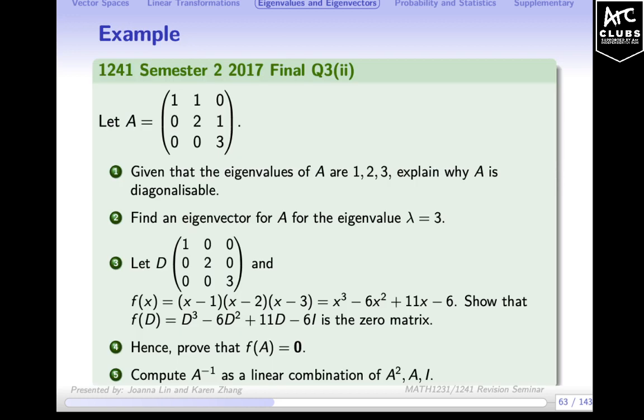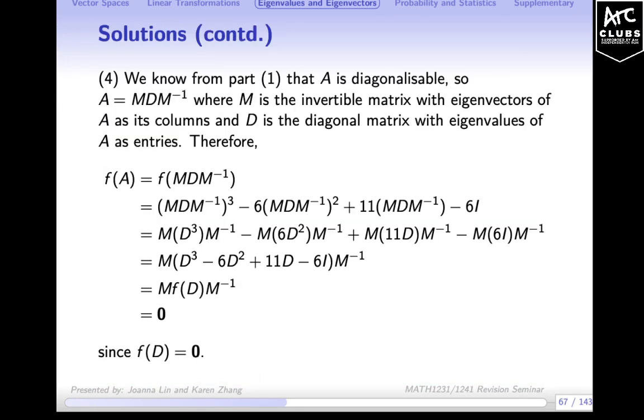Okay, so for question 4, it says, hence prove that f of A is equal to the 0 matrix. Remember what A is? A is this matrix here. So like I said, we're going to use the fact that A is diagonalizable. What you can do is sub in A straight away and try to multiply out all your matrices, but we try to avoid that in this course because it's really fiddly and you also might get careless mistakes along the way. So because A is diagonalizable, we're going to sub in A is equal to M times D times M inverse.